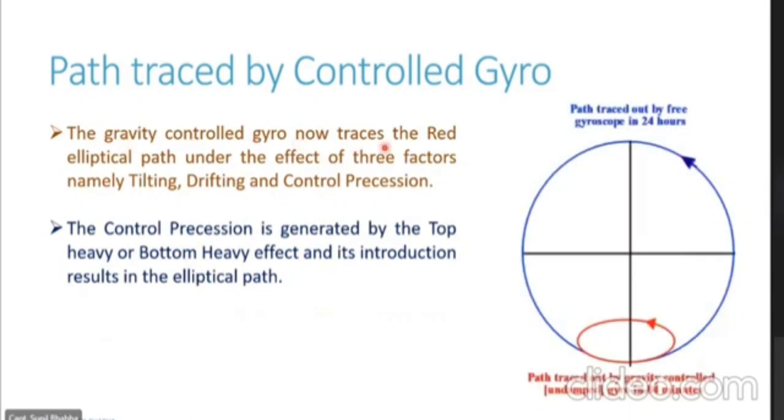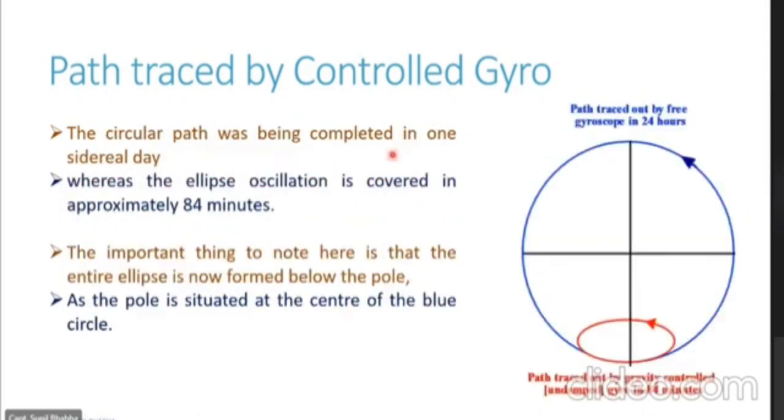So the gravity controlled gyro now traces the red elliptical path under the effect of three forces or three factors, which are tilting caused because of change in altitude of the gyrostar, drifting caused because of change in azimuth of the gyrostar, and control precession, which is caused because of the top heavy or bottom heavy arrangement which we have fitted. The control precession is generated by the top heavy or bottom heavy effect, and its introduction results in the spin axis tracing an elliptical path. The circular path was being completed in one sidereal day, whereas the ellipse oscillation is covered in approximately 84 minutes.